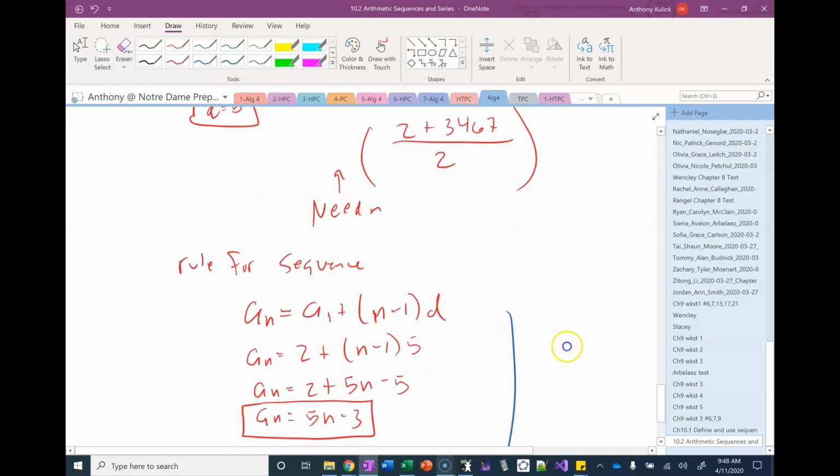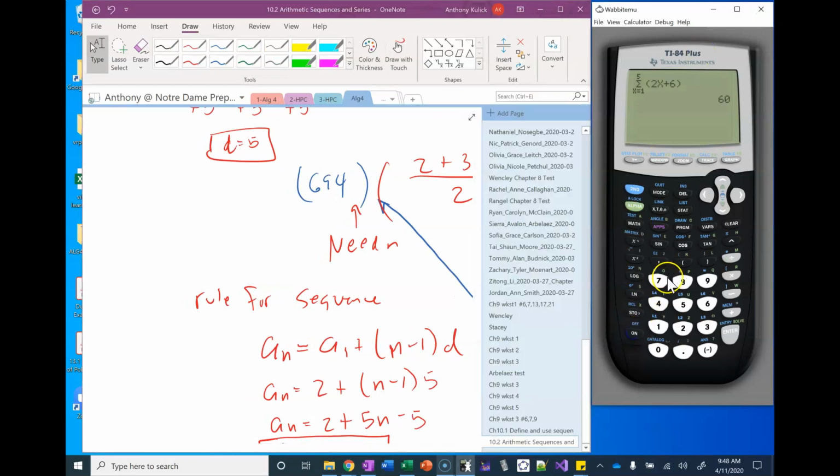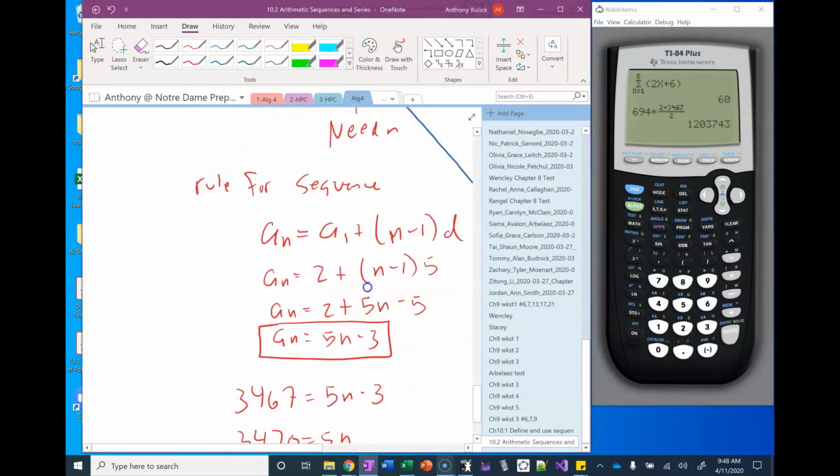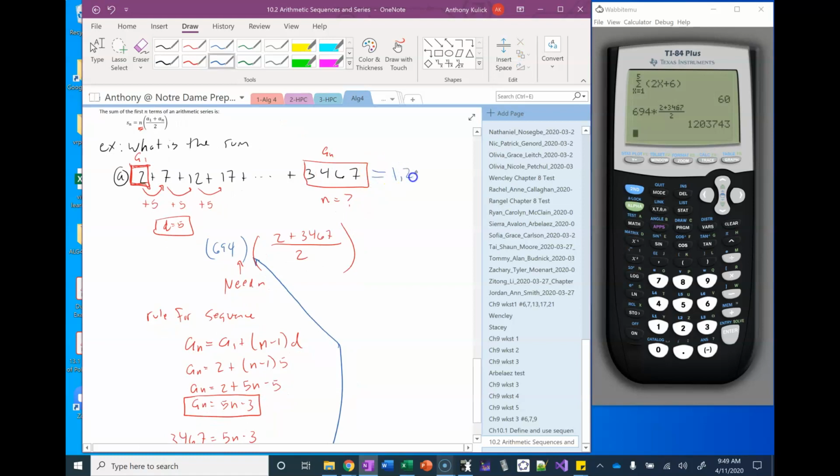So I'm going to take that, and I'm going to plug it in here. So, typing into my calculator then, I have 694 times, and I'm going to do that fraction command, so I press the alpha and y equals, and then I'll do 2 plus 3,467 divided by 2, and then close my parenthesis. So my answer there would be 1,203,743. Oops, whoa. And that's my answer.